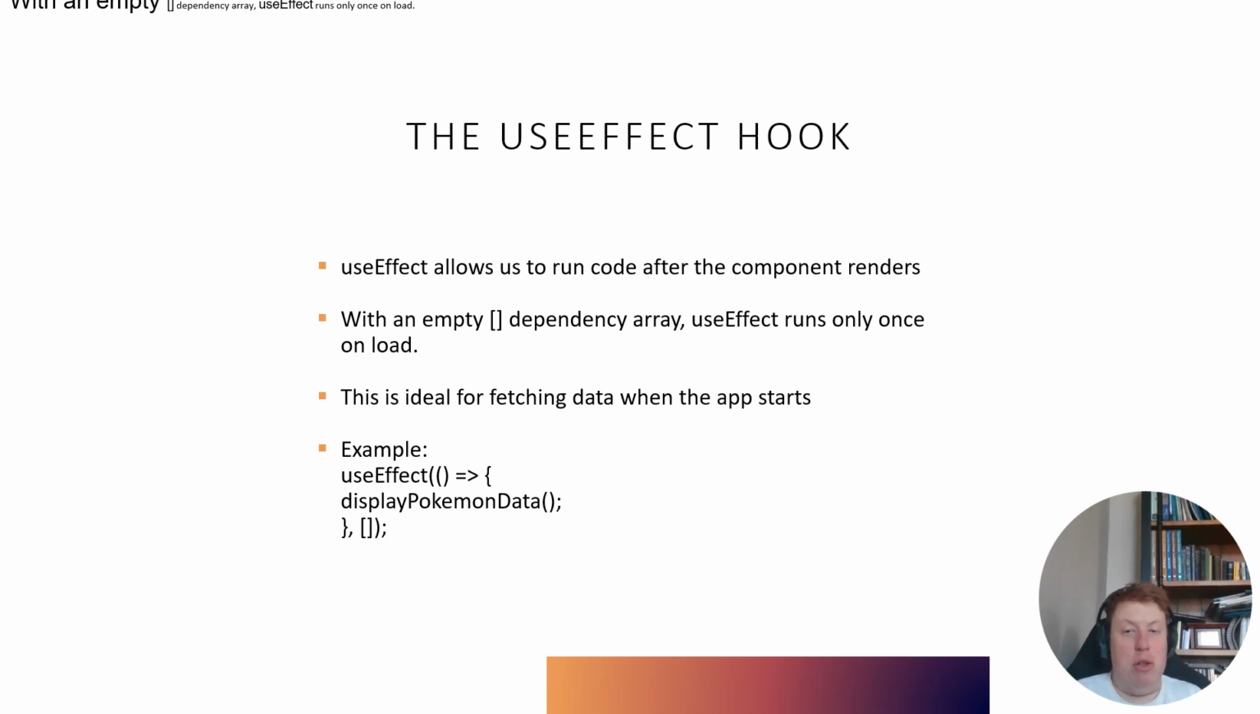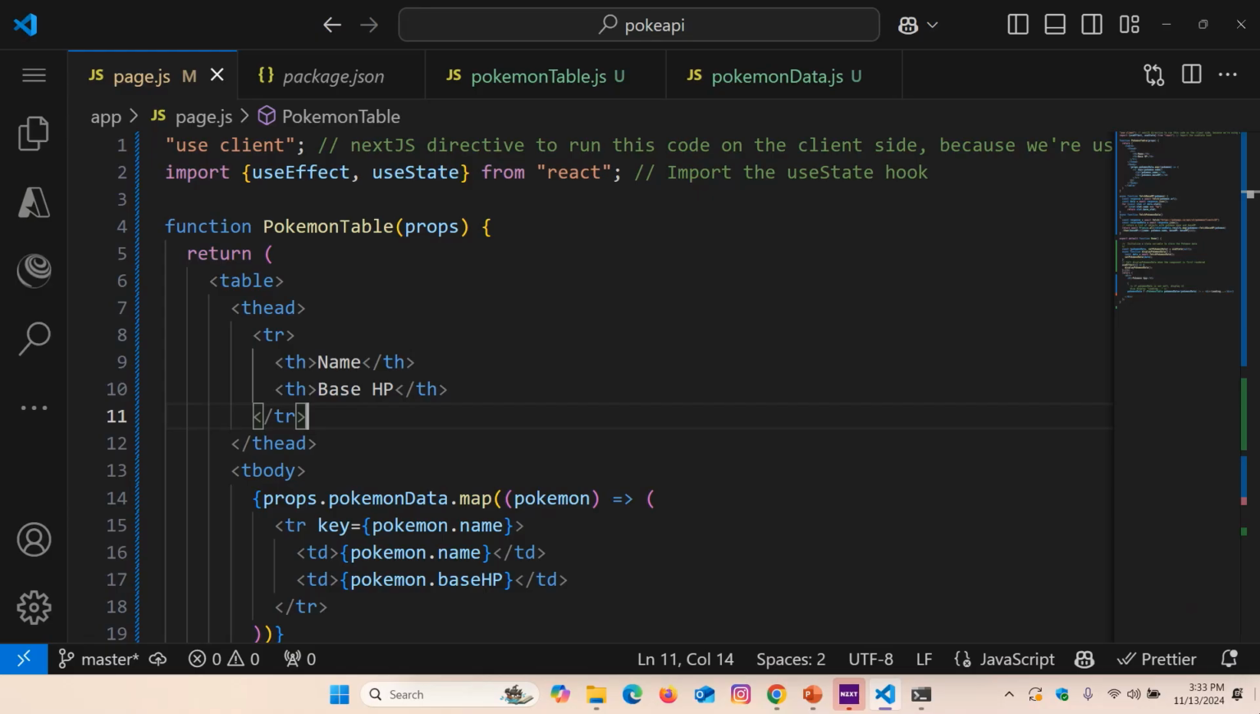useEffect is another essential React hook, letting us run code after a component renders. By adding an empty dependency array, we can make useEffect run only once, right when the app loads. In our project, useEffect is perfect for calling our Pokemon data fetching function once, ensuring the data loads when our app starts.